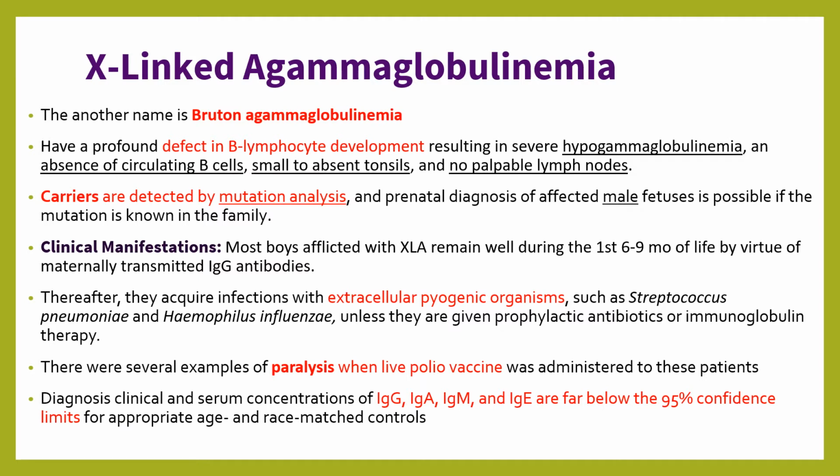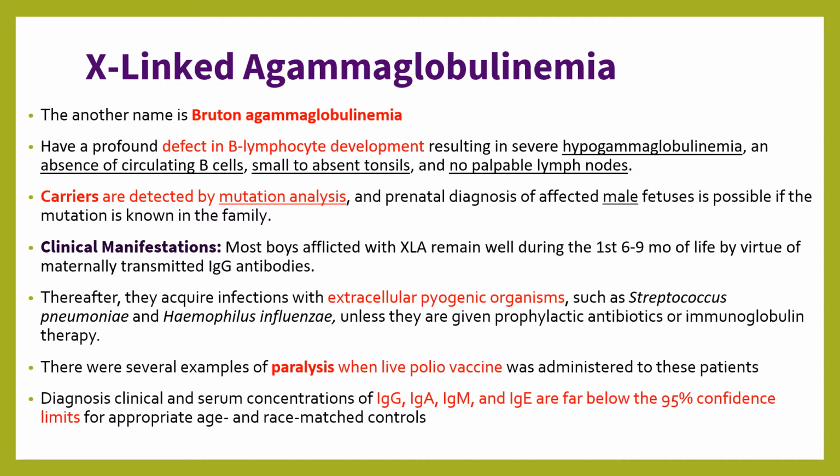Now I will start with X-linked Agammaglobulinemia. The other name is proton Agammaglobulinemia. It has a profound defect in B lymphocyte development, resulting in severe hypogammaglobulinemia plus absence of circulating B cells. This is very important information because it differentiates it from other diseases. Plus small to absent tonsils and no palpable lymph nodes.